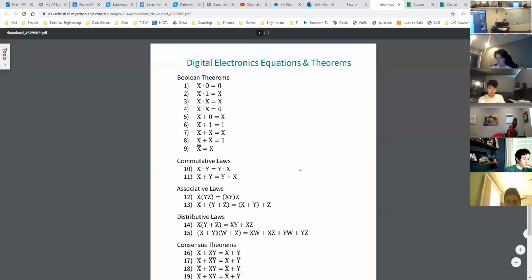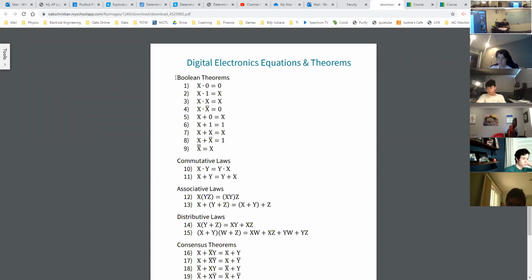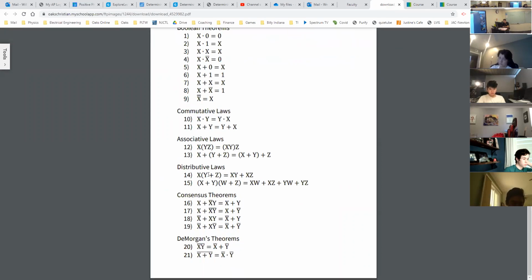Once you open it, it should look like this. And so we're going to go today through these first 9 Boolean theorems. And then we're also going to talk about commutative, associative, distributive, and consensus theorems. So we're actually going to go through the first 19 of them. De Morgan's theorems is a completely another lesson. It's a completely different activity. So that one is 215 actually. So we won't be going over De Morgan's theorems today, but we will be going over 1 through 19.